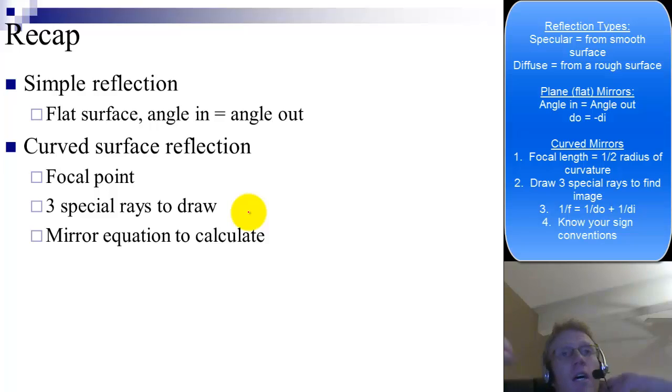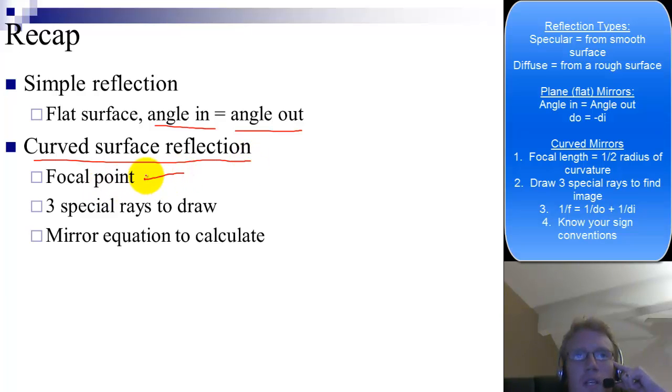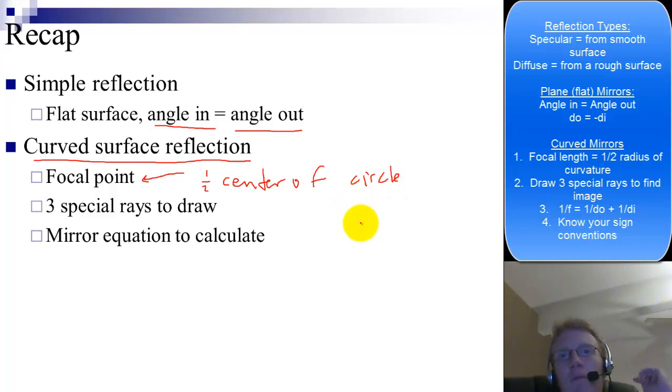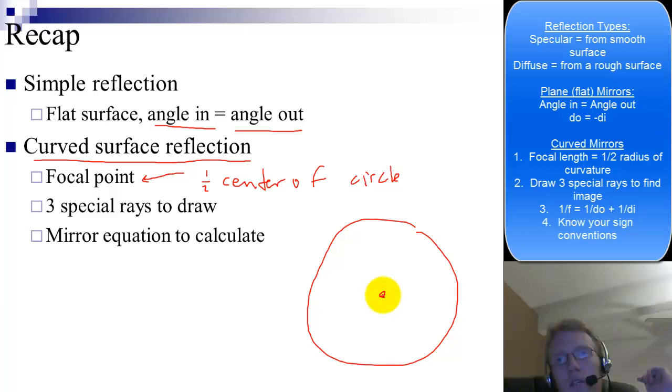Okay, recap and then we're done. Simple reflection: the angle in equals the angle out. That's true off of any flat surface. For curved surfaces, you need to know where the focal point is. Remember, it's 1/2 the way to the center of the circle. A spherical mirror is cut out of a circular shape. So if here's your center, and here's your mirror, cut right there and right there, then the focal point is halfway between the mirror and the center. If you know the radius of curvature, r, then your focal length is half of that distance. So that's kind of handy.